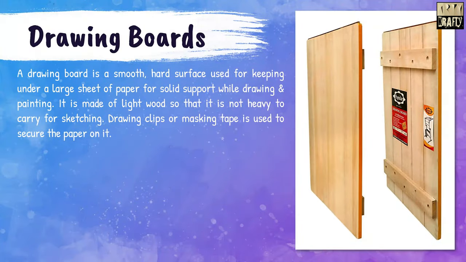Drawing boards. A drawing board is a smooth, hard surface used for keeping under a large sheet of paper for solid support while drawing and painting. It is made of light wood.